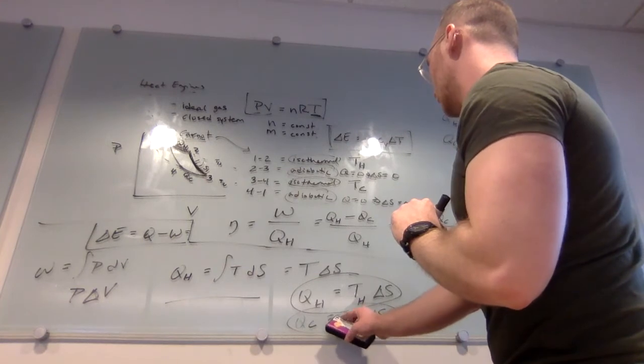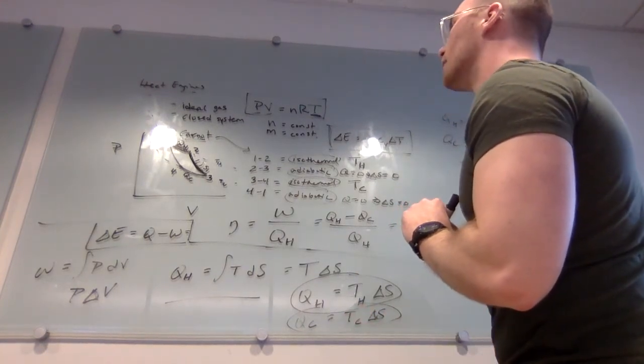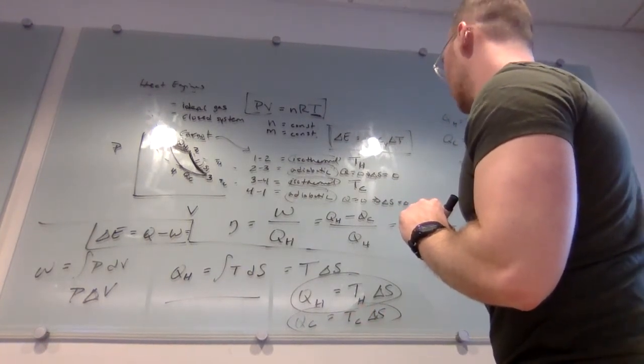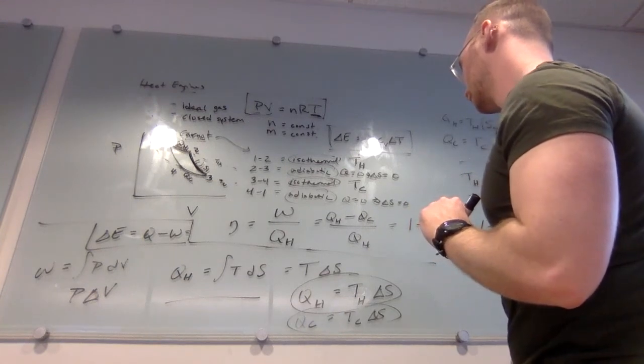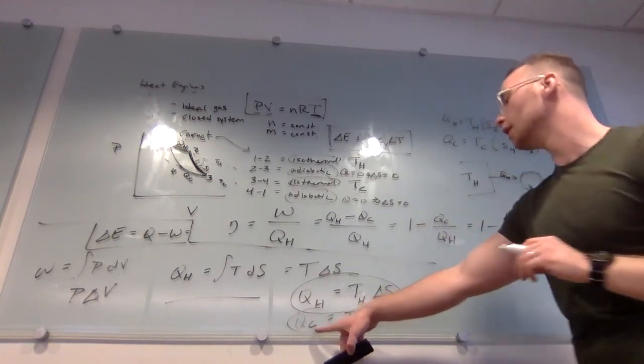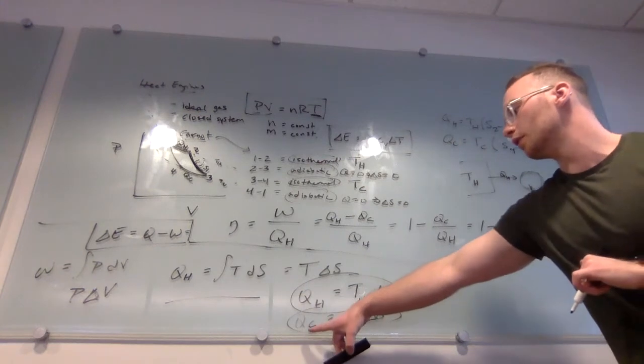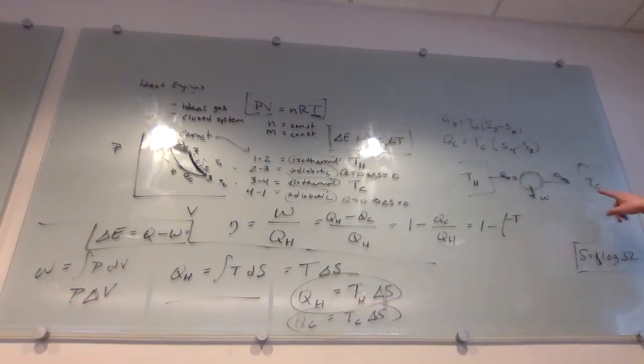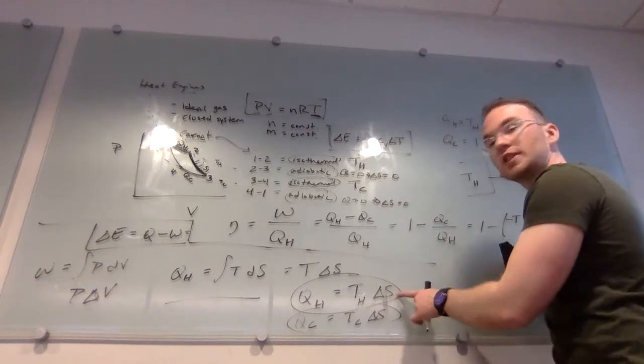Maybe there's no sign here. I might have done one of these backwards. Oh, no, that's fine. Sorry. The reason there's no sign is because the Q cold is the heat that's leaving the system, right? Because you're always talking about the heat on the system. So the heat is actually leaving the system. So delta S is opposite of this delta S.